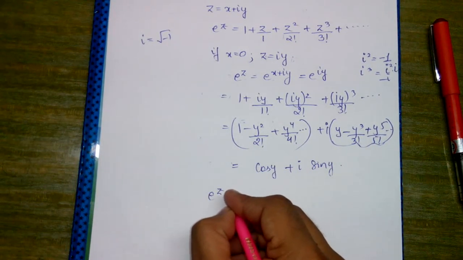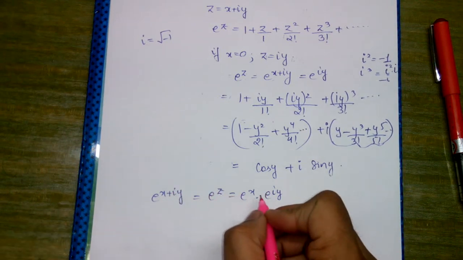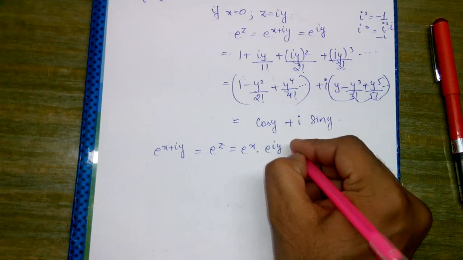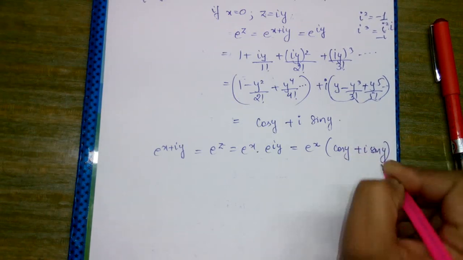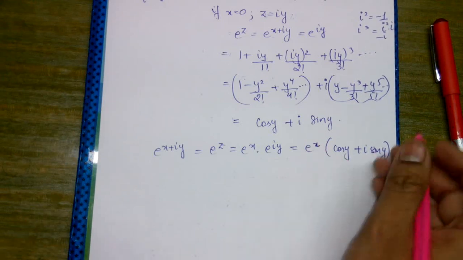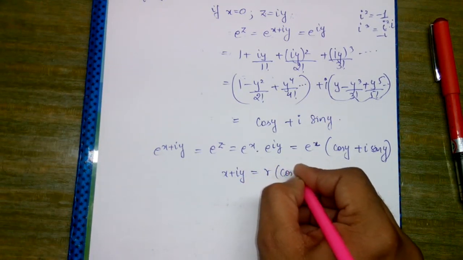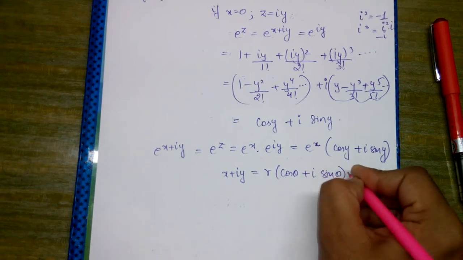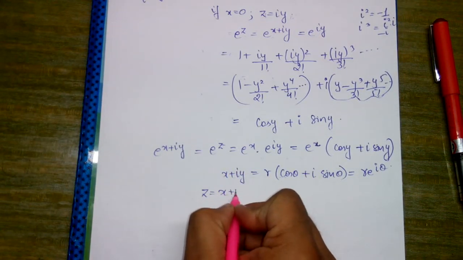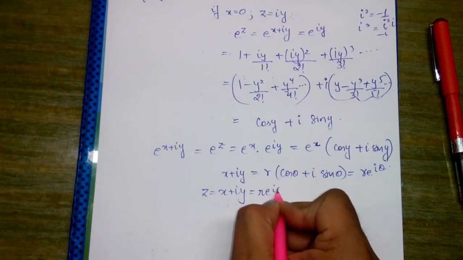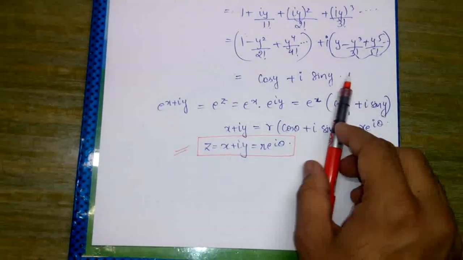So e to the power z, which is e to the power x plus iy, can also be written as e to the power x dot e to the power iy, and hence this can be written as e to the power x into cos y plus i sin y. Okay, we had taken x as 0, so then e to the power x becomes 1, and it simply comes out like that. So x plus iy is nothing but r cos theta plus i sin theta, and in general it can be written as r e to the power i theta. So the exponential form of z equal to x plus iy can be written as r e to the power i theta. Okay, so this is the general exponential form of the complex variable.